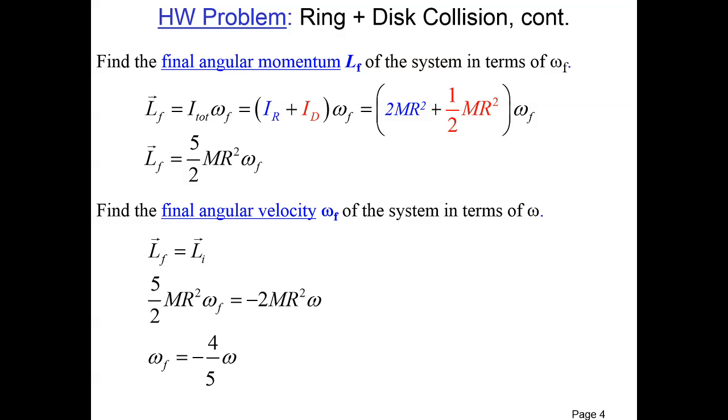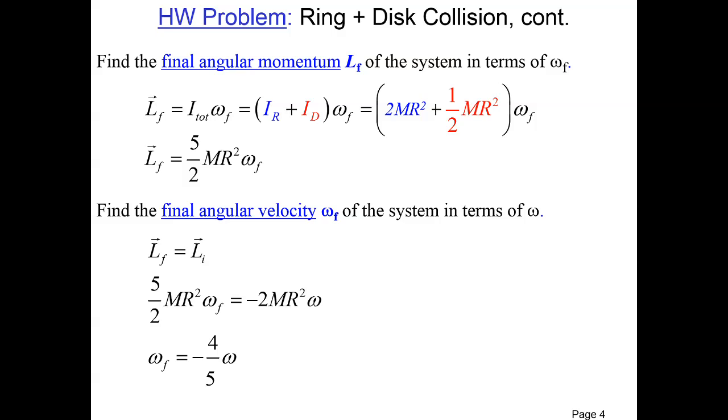The final and initial angular momentum are equal to each other, due to the conservation of angular momentum. So the 5/2 mr squared times the final angular velocity is equal to the negative 2 mr squared omega initial. We can then solve this, and we find that the final angular velocity is a negative 4/5 omega initial.